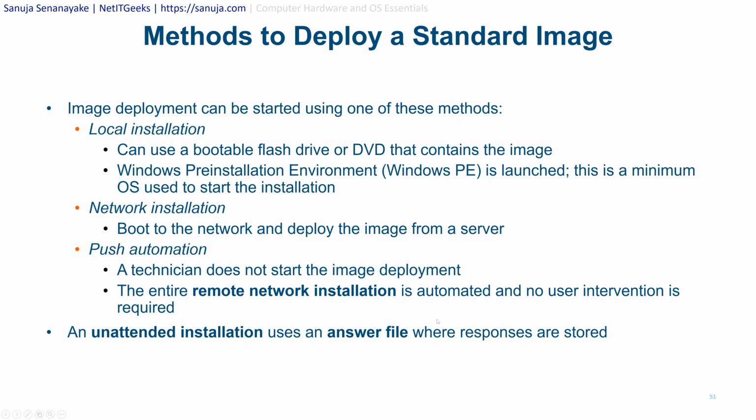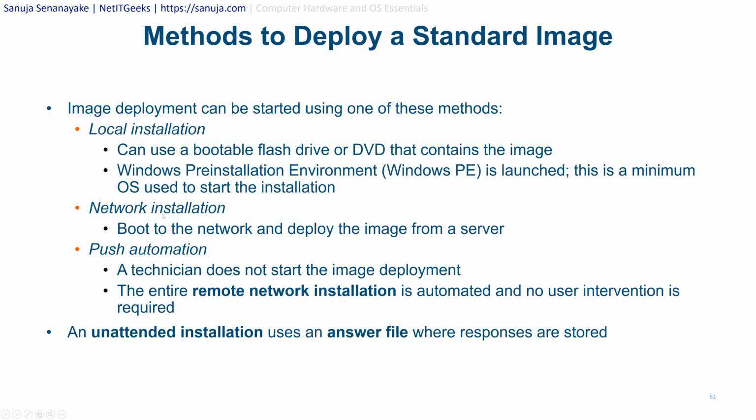Image deployment can be started using one of these methods: local installation, network installation, or push automation. In the local installation, you can use a bootable flash drive or DVD that contains the image. A Windows pre-installation environment, also known as Windows PE, is launched, and this is a minimal OS used to start the installation. That is the minimum we need to install the operating system.